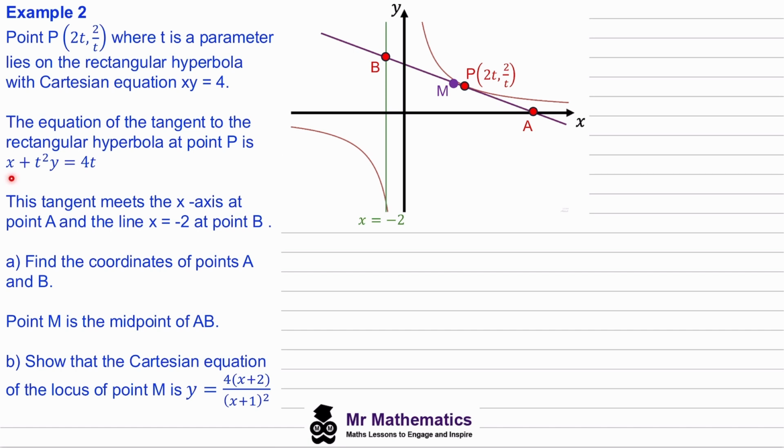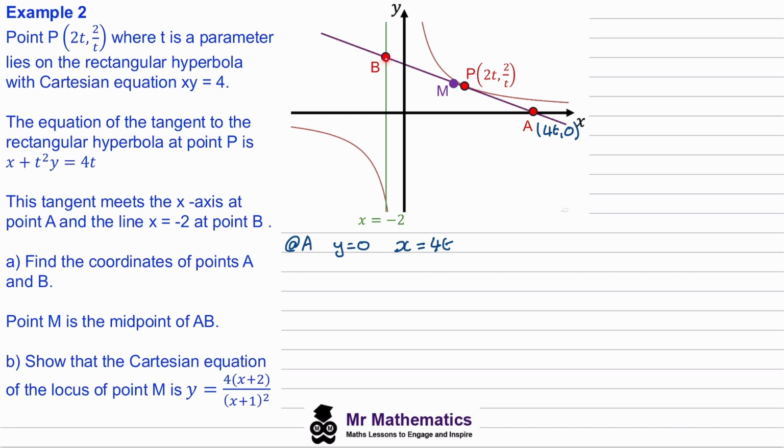We've been given in the question that this is the general equation for the tangent to the hyperbola at point P. So in question A, we've been asked to work out the coordinates of point A and point B. And at point A, we know that y equals 0 because we're on the x-axis. So we'll substitute this value of y into the equation for the tangent, and we'll get x equals 4t because this t squared y term will go. So we know the general coordinate at point A will be (4t, 0).